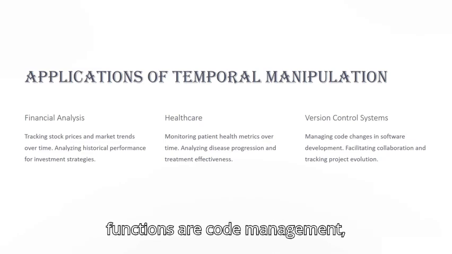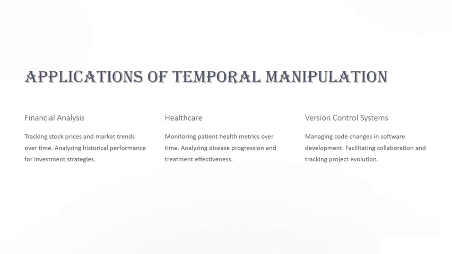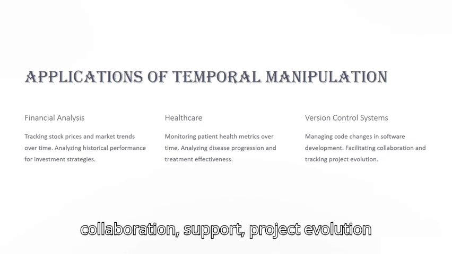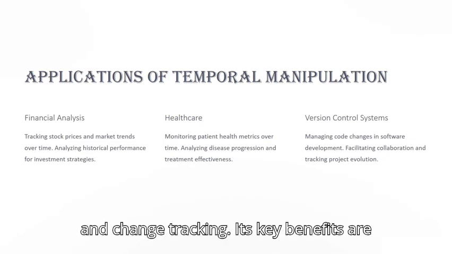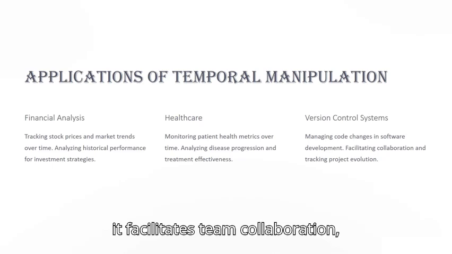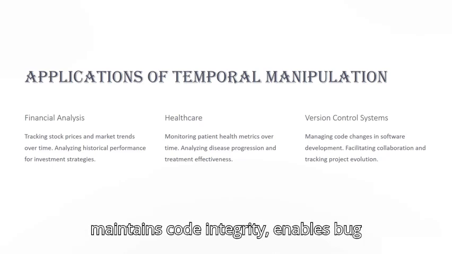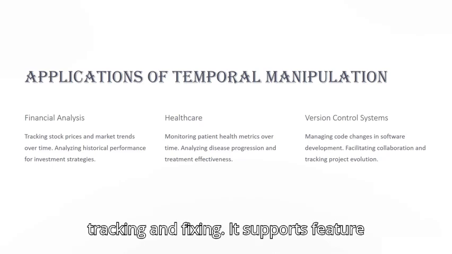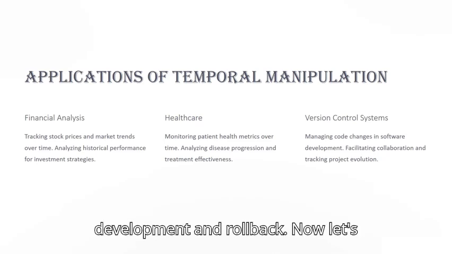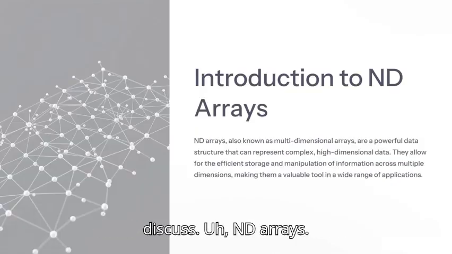Next is version control systems. Some of the primary functions are code management, collaboration support, project evolution, and change tracking. Its key benefits are it facilitates team collaboration, maintains code integrity, and enables bug tracking and fixing. It supports feature development and rollback. Now let's discuss ND arrays.